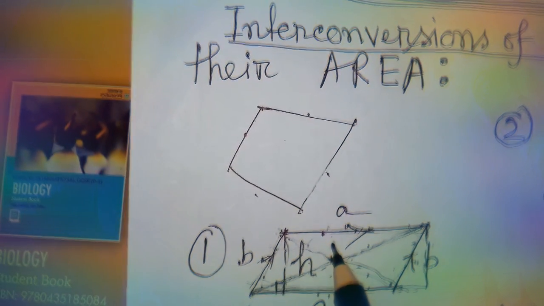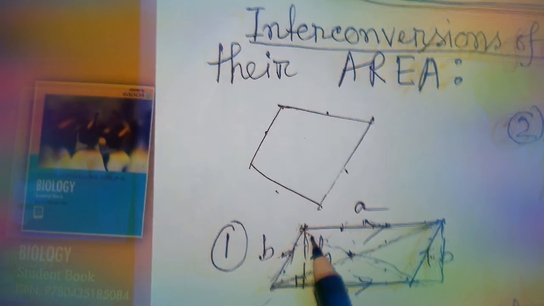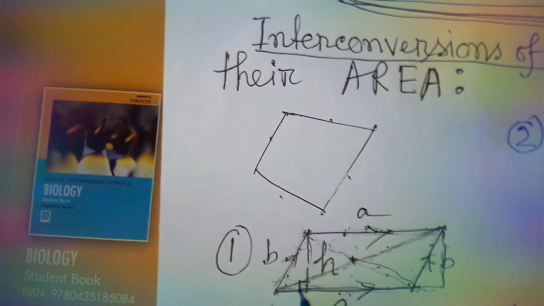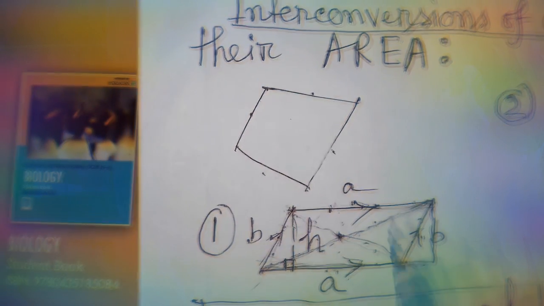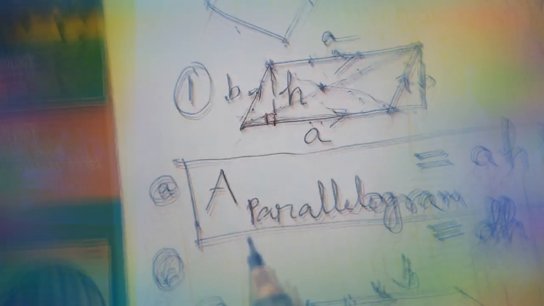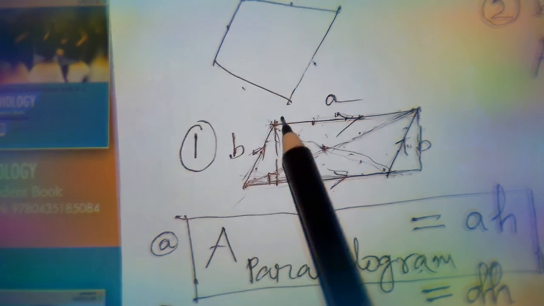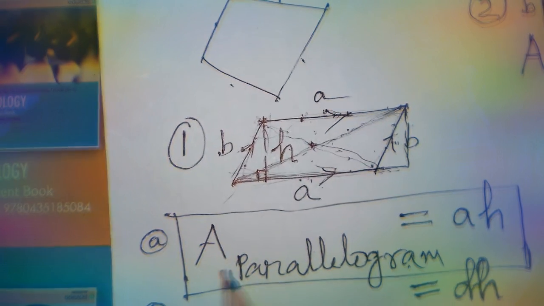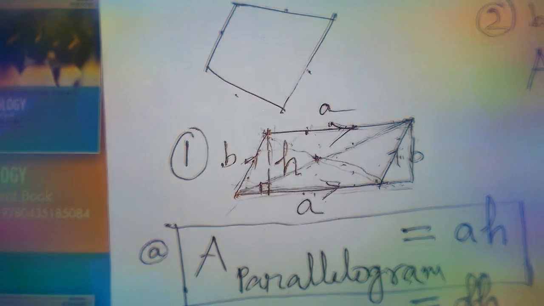Now we have seen that the distance here and this distance are the same. So if we draw the perpendicular line here, I mean this 90 degree, then we see the height. So the area of a parallelogram is equal to this side into this height. So area of a parallelogram equals A into H, this side times height.